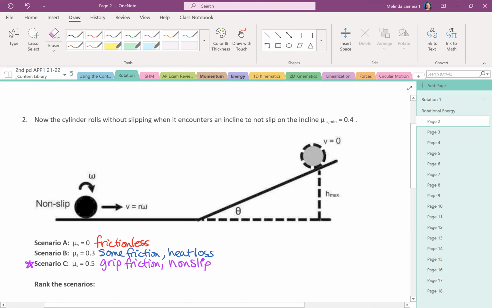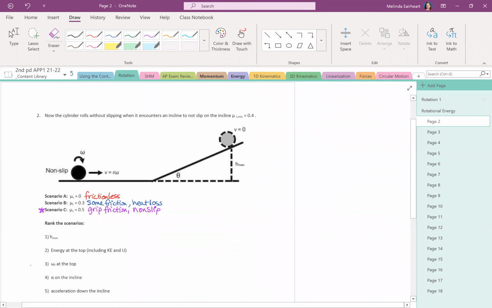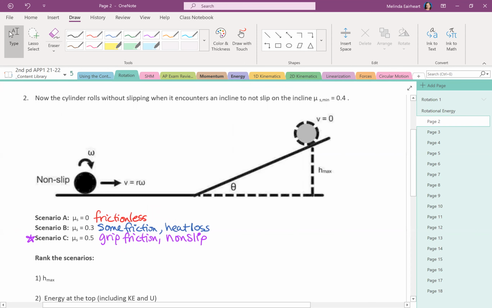A is going to be like a box, right? Good old box, good old forces kinematics. So it says now the cylinder rolls without slipping only when it encounters a surface that has a minimum coefficient of 0.4. And so notice that minimum criteria, scenario C is 0.5, it's above the minimum. So it's good, it's non-slip. But scenario B was below the minimum. And so this is going to be where you have the kinetic friction. You're not going to grip the whole time. Maybe you grip to rotate some, but it's not that perfect scenario where it's a full grip, okay?